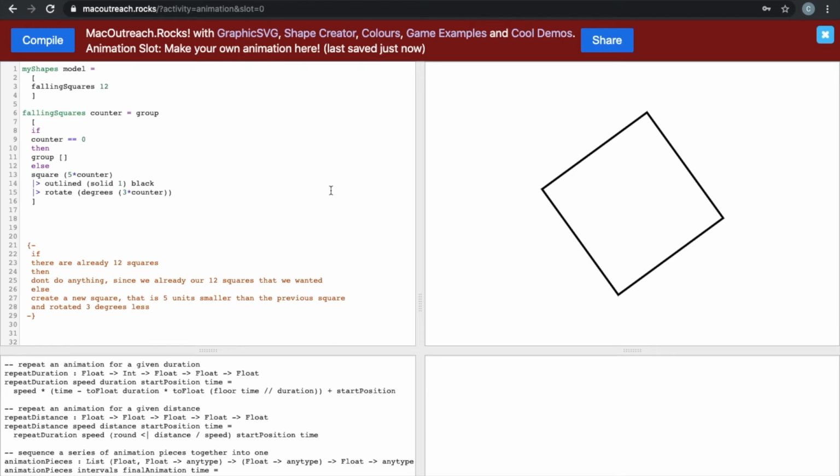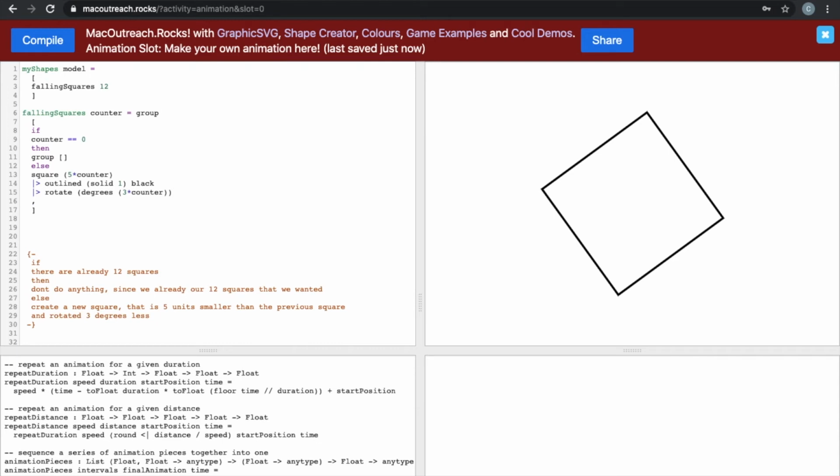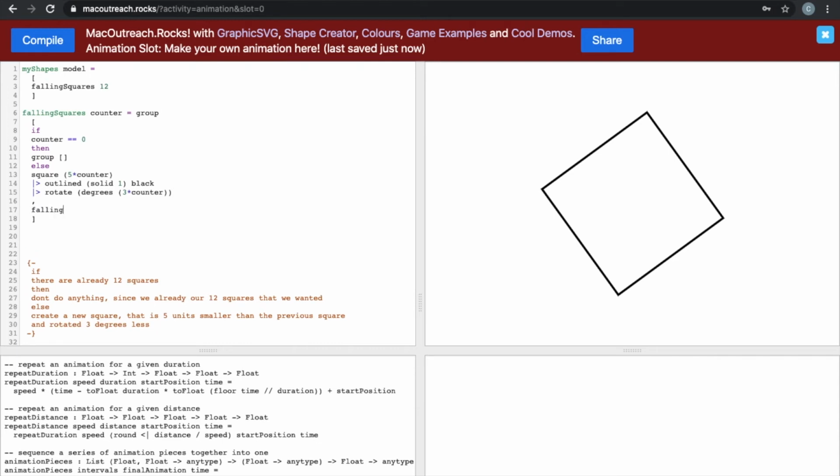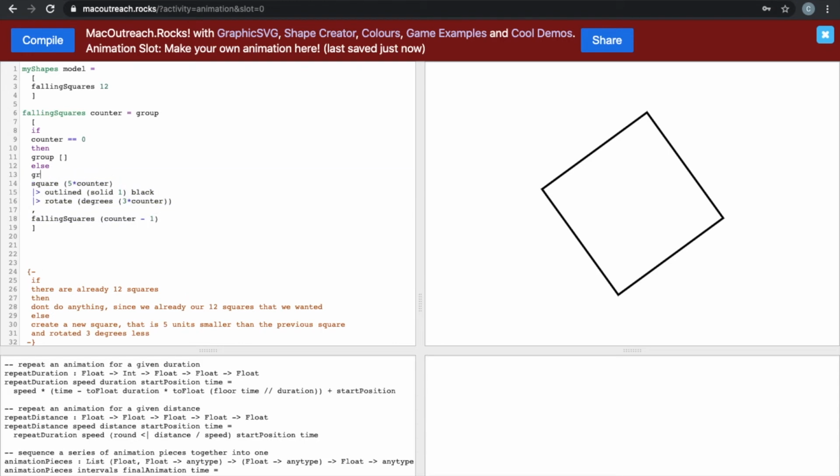This next step is called the recursive step, and it is by far the most important part of the entire process, so please pay close attention. Instead of writing out a bunch of squares like we did earlier in the tedious function, we're simply going to call fallingSquares again within the else part of the statement. But this time, instead of having an input counter, we're going to have an input counter -1. Note also that because there are now 2 objects here, we're going to have to group them together.